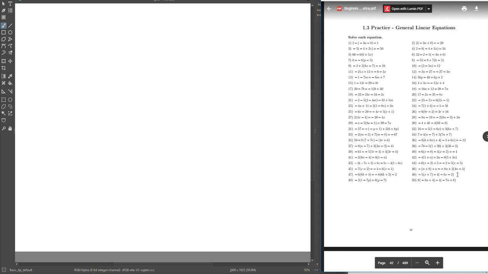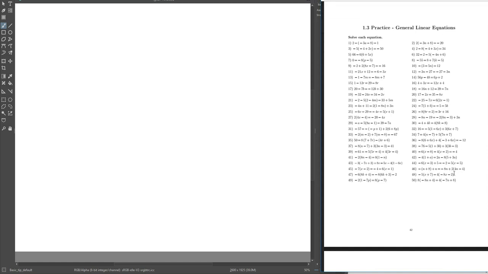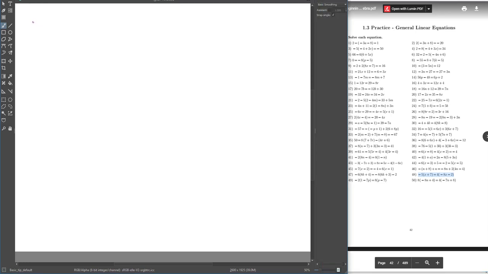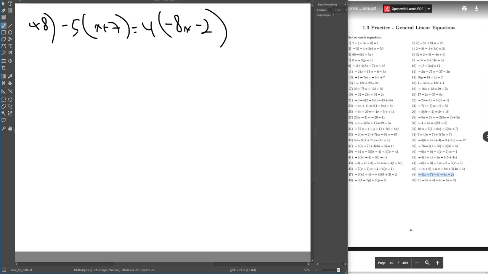All right, number 48. And I want to do all the hard problems because the last problems are often the hardest, and I want to make sure that those ones are done. 48 minus 5x plus 7 equals 4 minus 8x minus 2. All right, so once again, can't do the parentheses. They're not like terms. We're adding and subtracting in these parentheses. So we've got to multiply the parentheses by the number stuck to it. Boom, that's the only way to break this up.